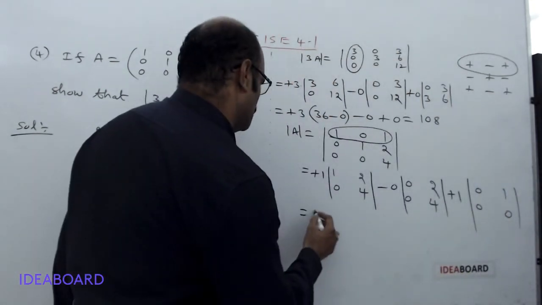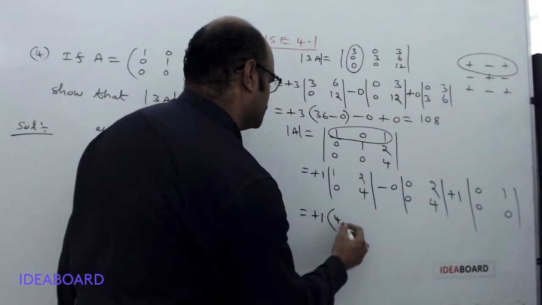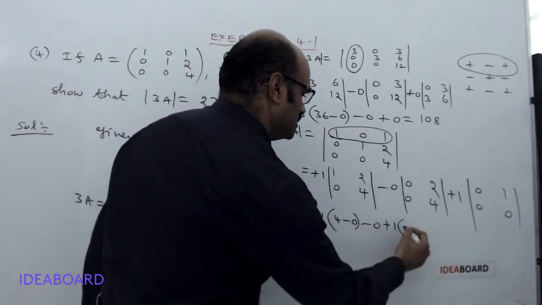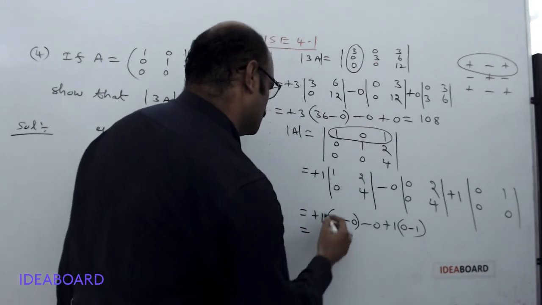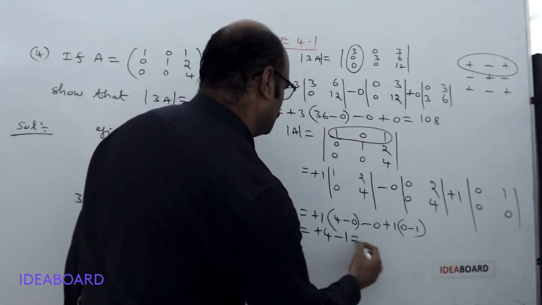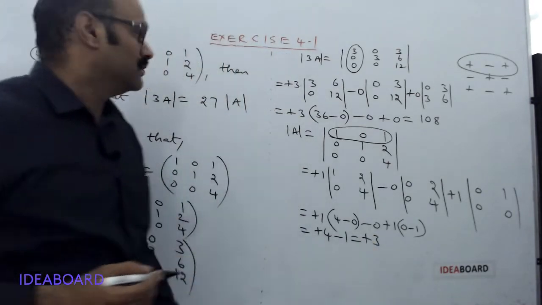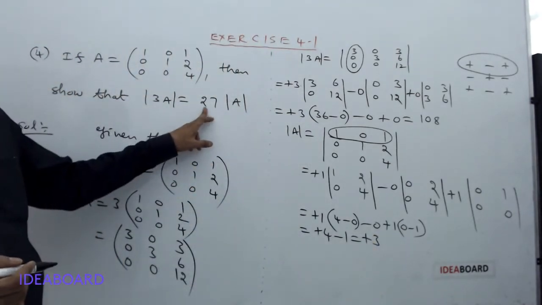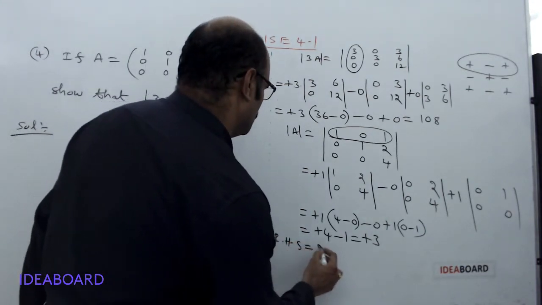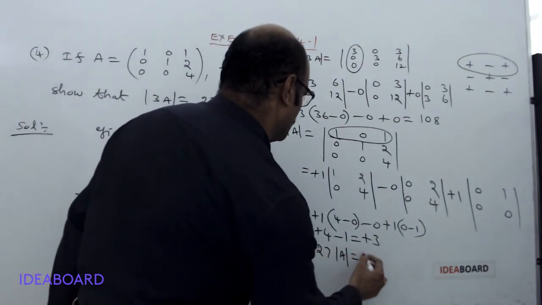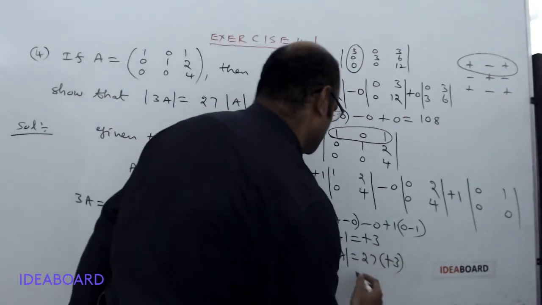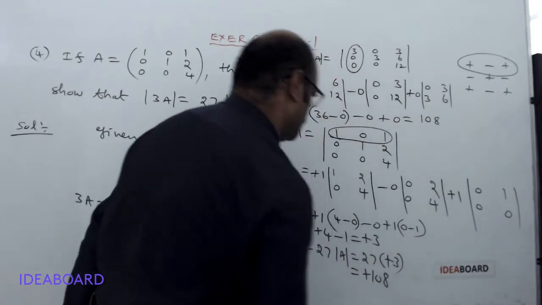So equal to plus 1 into 4 minus 0 plus 1 into 0 minus 1. So equal to plus 4 minus 1 equal to plus 3. Now RHS equal to we have 27 into det A. RHS equal to 27 into det A equal to 27 into plus 3. So 27 into plus 3 equal to plus 108.